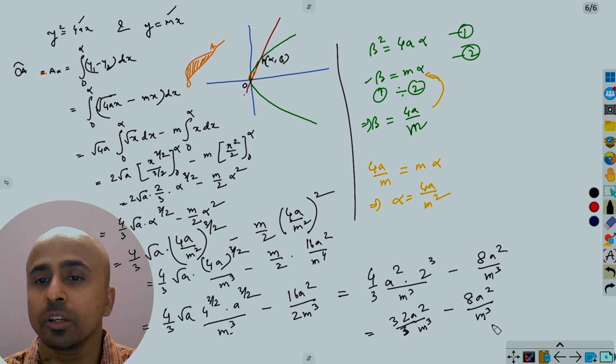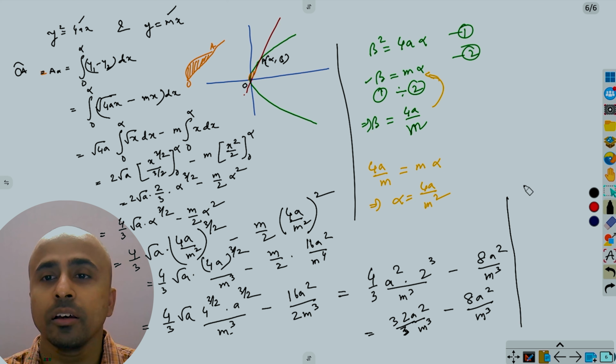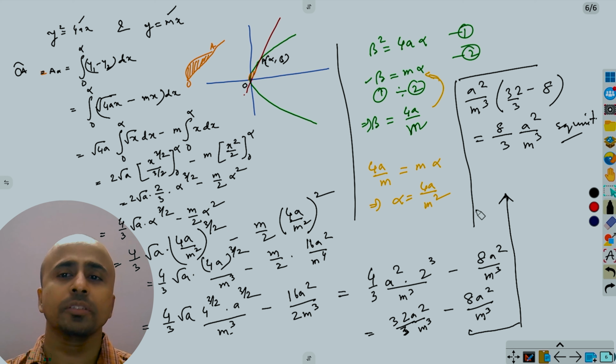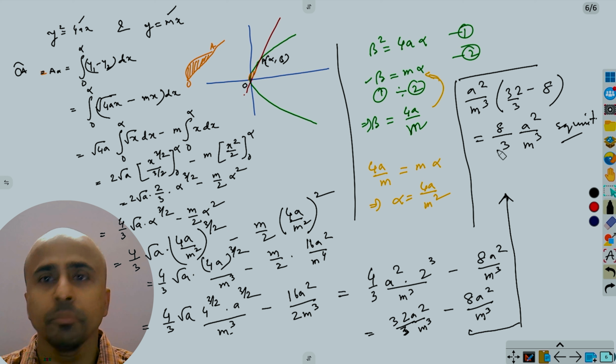We can take a square by m cube common. So a square by m cube taking common, we obtain 32 by 3 minus 8. This is 24, and 32 minus 24 is 8. So this is basically 8 by 3 a square by m cube square units. This is pretty straightforward simplification. That's all. There is nothing big deal here.